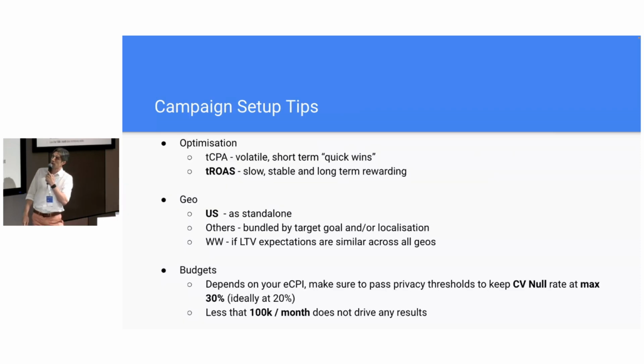My experience from working with Google iOS proved that tROAS is actually working much better than tCPA in the sense that it gives more stable and long-term rewarding results. tCPA is more volatile and it's more about short-term quick wins.